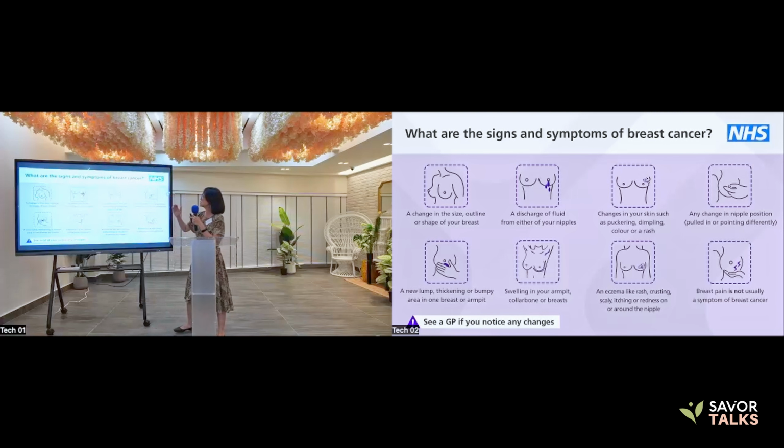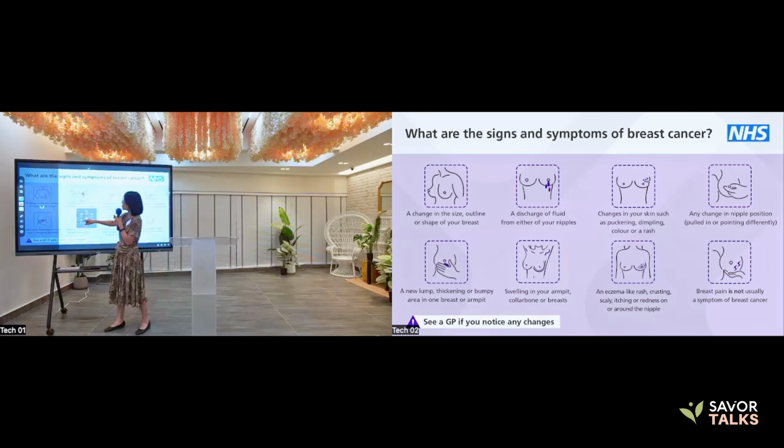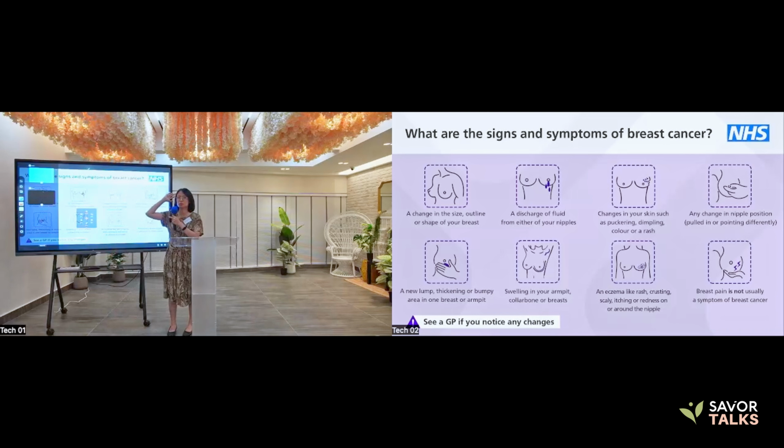Either you can go up and down, across the entire chest wall, both sides. Or you can do circular motion, starting from the nipple. And make sure you check your axillary as well, because if there's a lymph node enlarged, you can actually feel the lymph node. That also means you have to raise your arm and use the other hand.